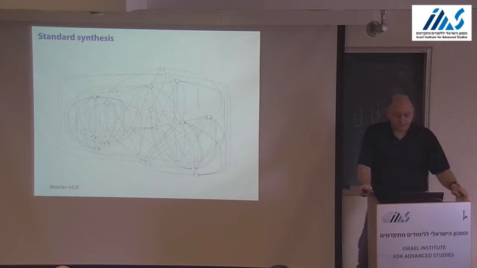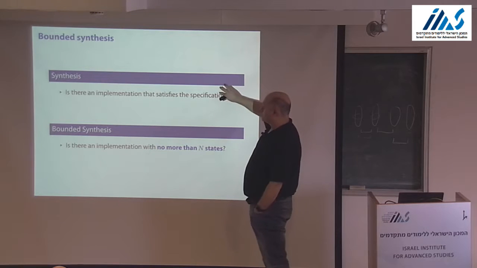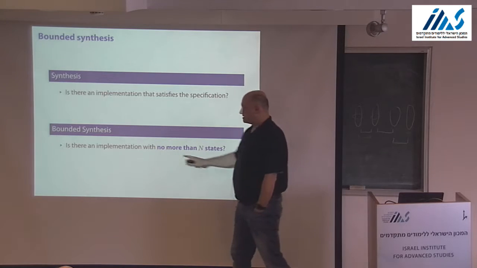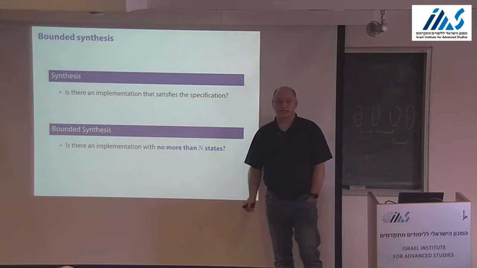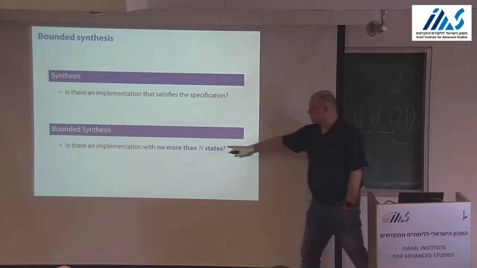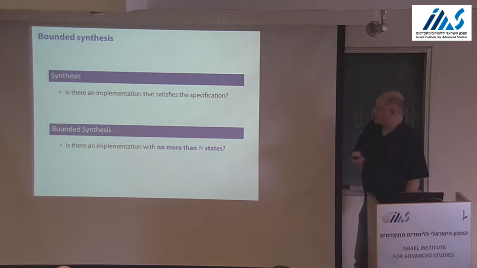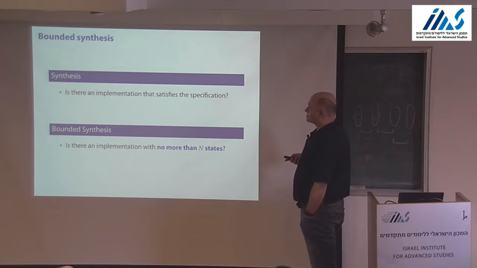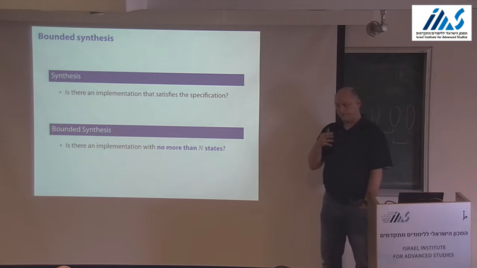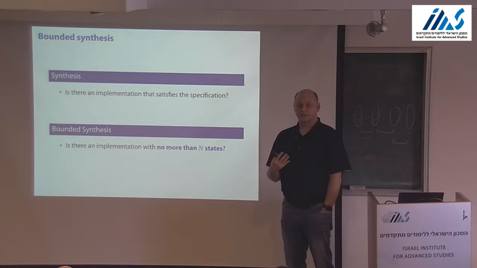So how can we avoid this? Well, the simple idea is we change the problem from the question, is there an implementation that satisfies the specification, to the bounded version, is there an implementation with no more than n states? And of course, by searching through potential values for n, we can minimize the number of states if we like, and so forth. The other effect of that change is that we have a chance to look at the problem from the output perspective. So far, we have only looked at it from the input perspective, that is, what is the complexity in terms of the length of the specification.